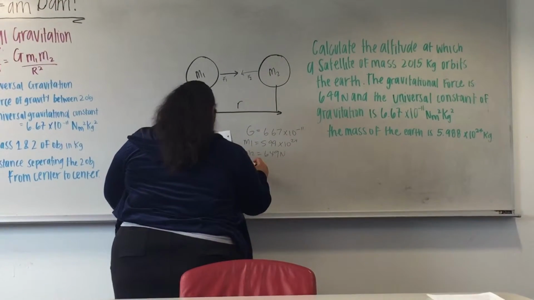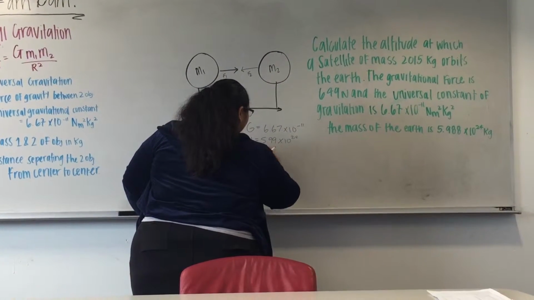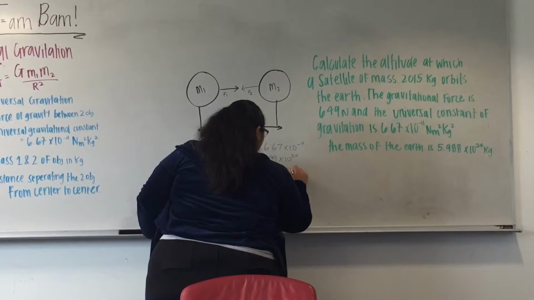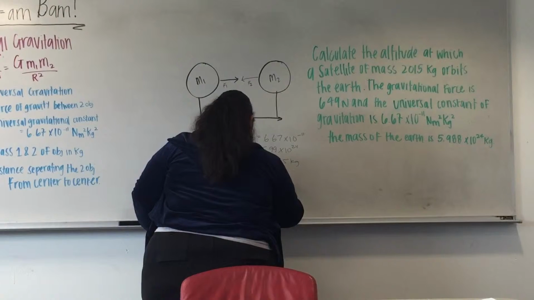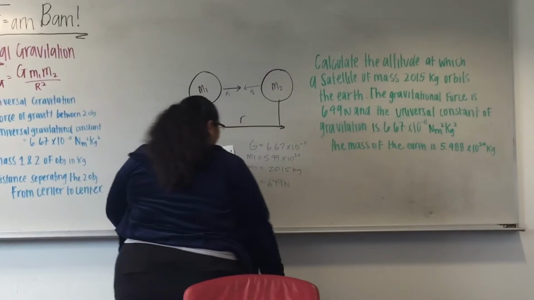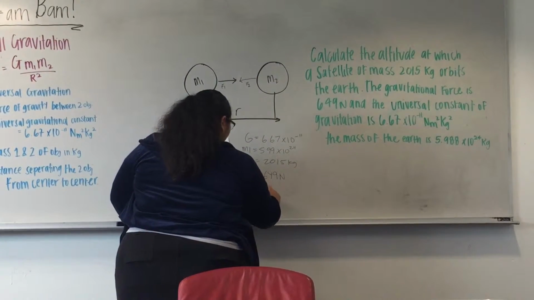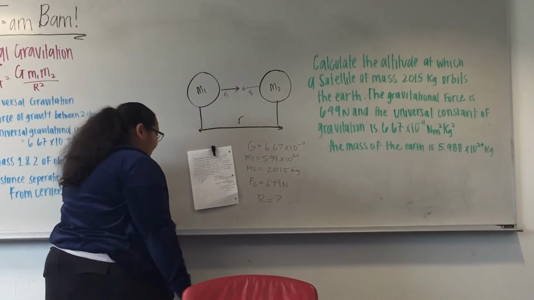Alright, and this, sorry about that. It's not the mass. The mass is actually 2015 kilograms. And our force of gravity is the 649 newtons. Or just, sorry. We're trying to find R. Not R squared, but R.